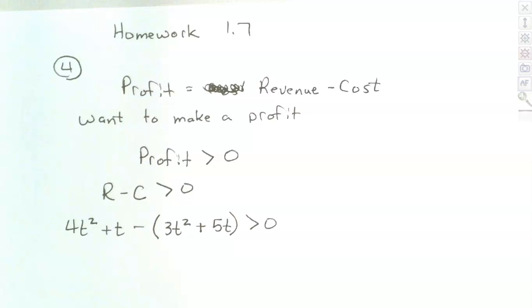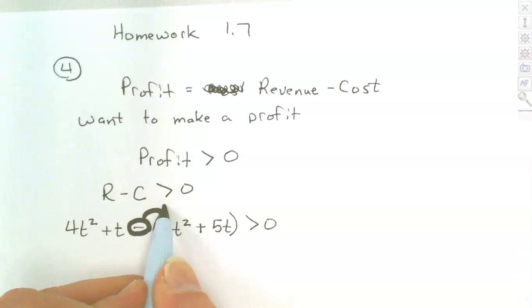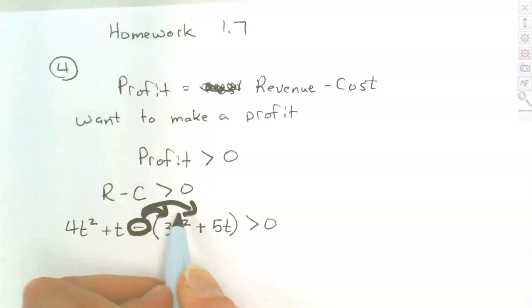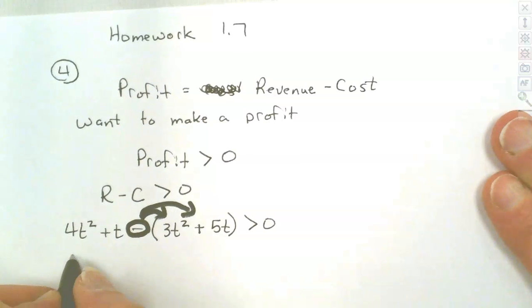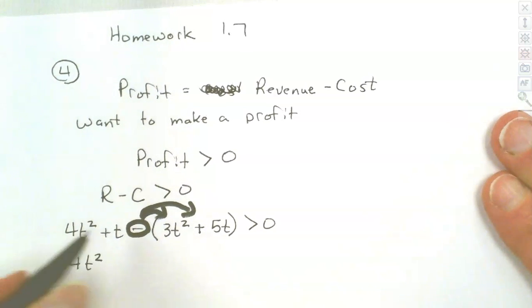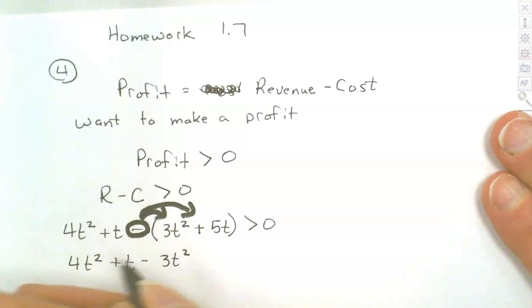So revenue minus the cost gives you the profit. Notice how I used parentheses. Very, very important that you use the parentheses with that negative, because that negative is going to be distributed through. So let's rewrite it. I'll clean this up. I'll do a couple more steps, and then I'll let you finish the inequality out on your own.